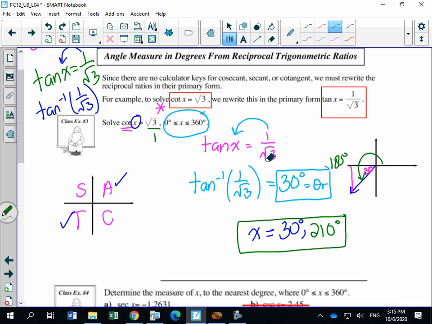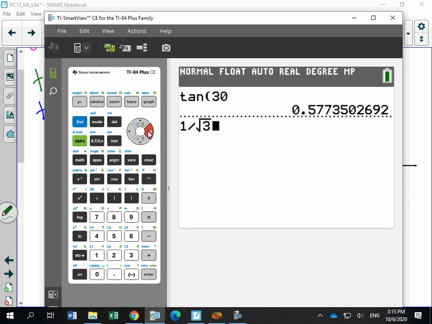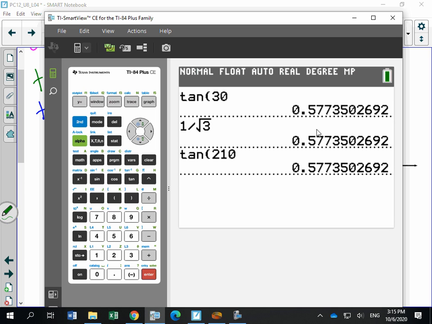So if you wanted to check that, let's type in the tan of 30, and let's see if we get 1 over root 3. So on my calculator, the tan of 30 degrees is that, and I'm going to type in 1 divided by root 3. I get the exact same number. And then I'll check the tan of the second rotational angle, which was 210 degrees. And I get the same number as 1 over root 3, which is 0.57735.